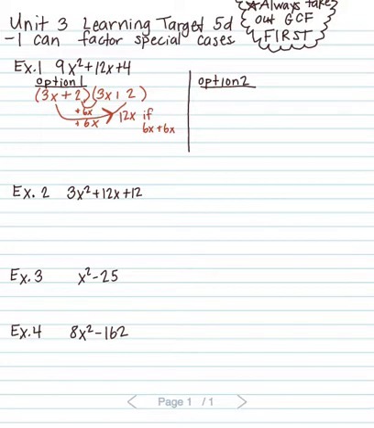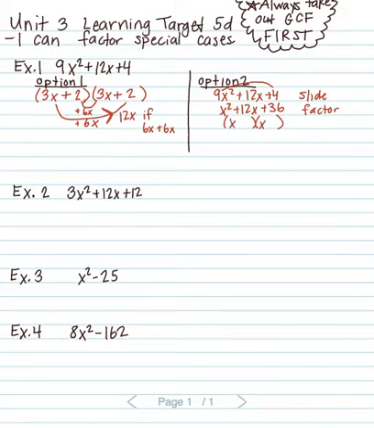Option 2, if you'd rather do slide and divide, we've got 9x squared plus 12x plus 4. We slide our 9 over by multiplying 4 times 9 to get x squared plus 12x plus 36. Then we factor, just like normal. We know we've got x and x, and we're trying to figure out what multiplies to get 36 and adds to get 12. So I'm thinking 6 and 6 multiply to get 36 and add to get 12. Want them both to be positive.